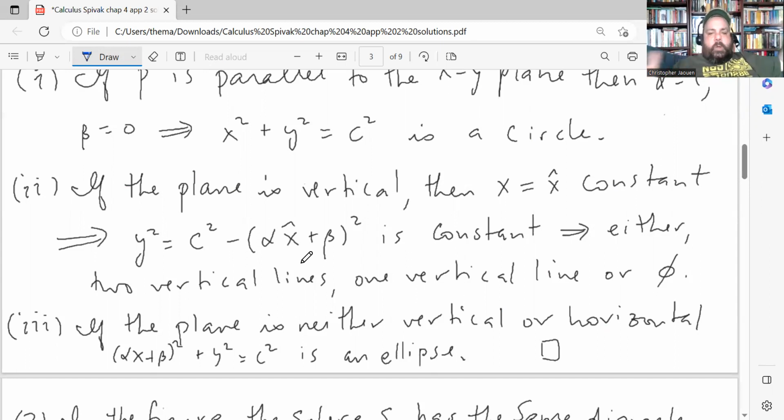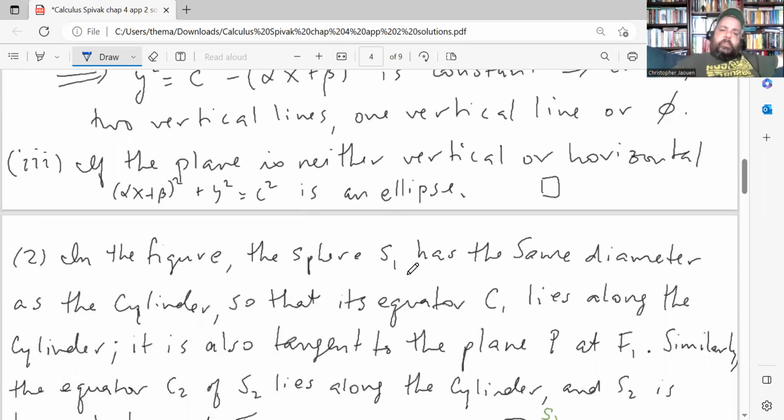Two vertical lines, or one vertical line, or the empty set. Again, this should be clear, just by thinking about it. If you intersect the cylinder with a vertical plane, obviously, if you cut it non-tangentially, I guess, right, you'll get 2 straight lines. If you cut it with a plane that's tangent to the cylinder, you get 1 straight line. Or if the plane doesn't intersect the cylinder at all, obviously you get the empty set. That's case number 2.